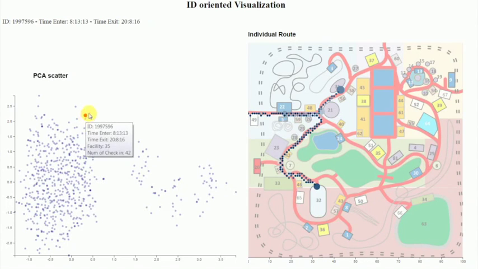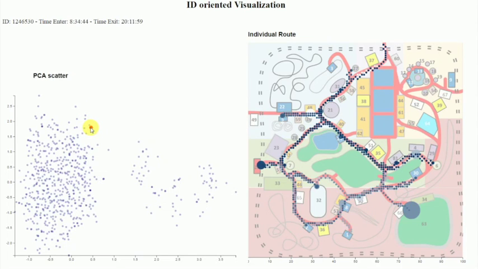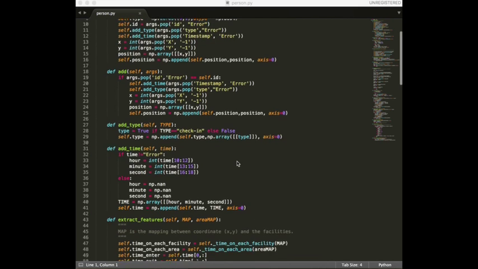We designed visitor-oriented visualization to visualize the moving trajectory of each visitor and find out the anomalies. We also designed place-oriented visualization to visualize how the population distribution across the park changes throughout a day.